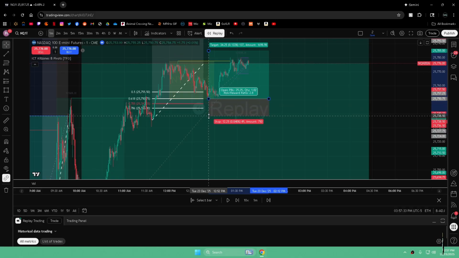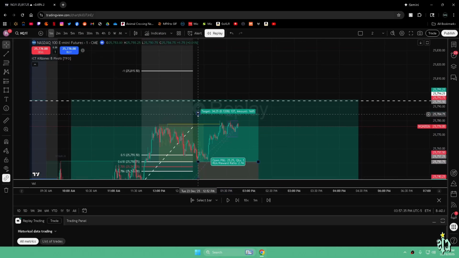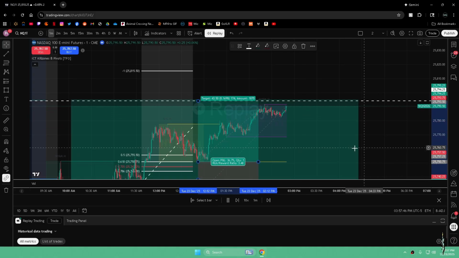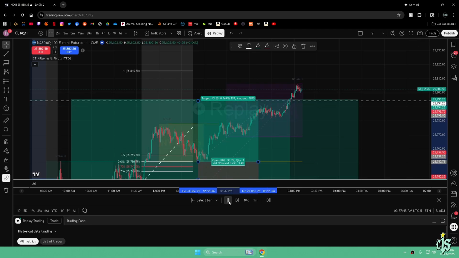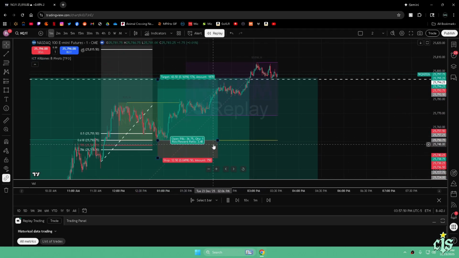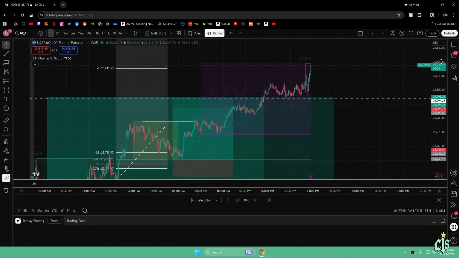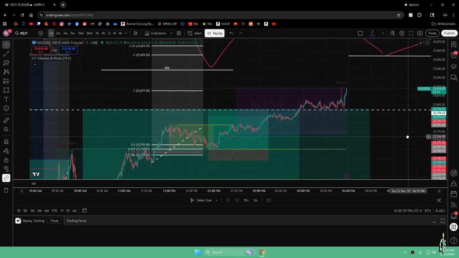Targeting the same buy side right here. 170 points, or ticks, I mean. But eventually it should smack it. There it is. And those are the trades you could have taken. Right? Good trades.